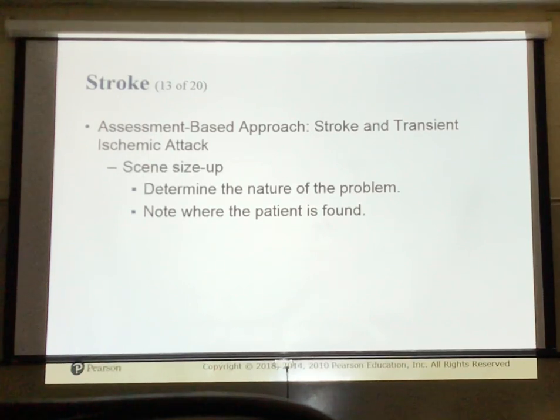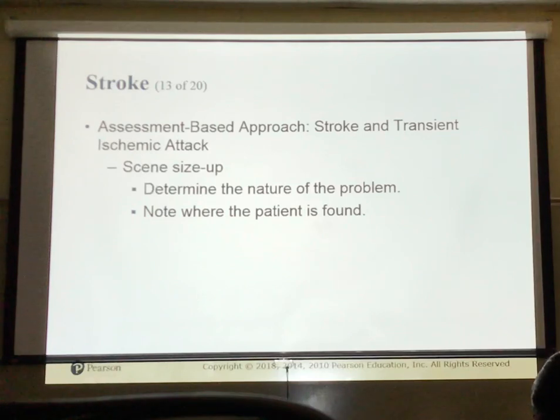The patient is found. Notice how they're dressed. Many strokes occur at night and the patient awakens with the neurologic deficit. Okay? So one of the things that we need to ask these people is, when were you last seen normal? All right? Especially if they have family and friends around. Okay? When were they last seen normal? Did they go to bed normal and wake up like this?